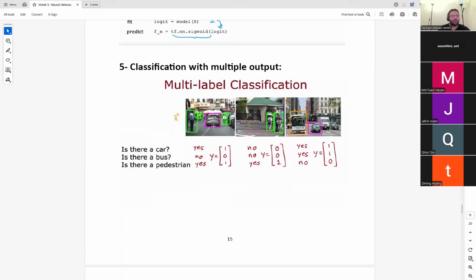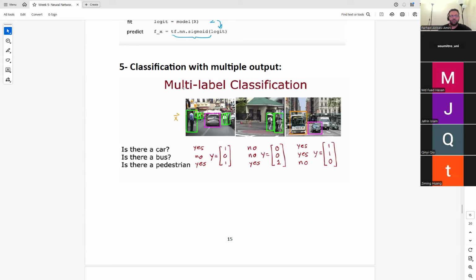So Y for the first image is 101. 1 refers to yes, 0 refers to no. The second one, Y is equal to 001. This one, Y is equal to 110. So you remember for binary classification, for example, we had just one label. For example, you give this image, the first image, to your model, and then the model tells you that this image is cat or not cat.